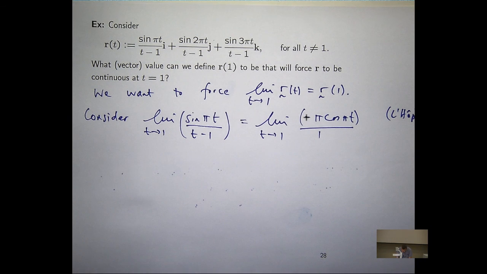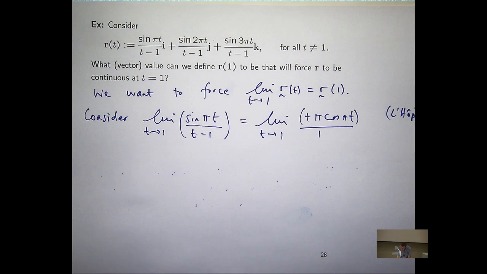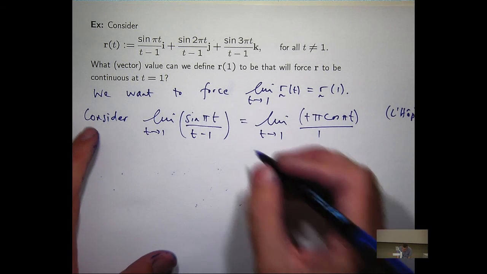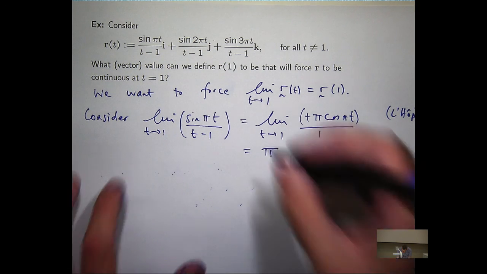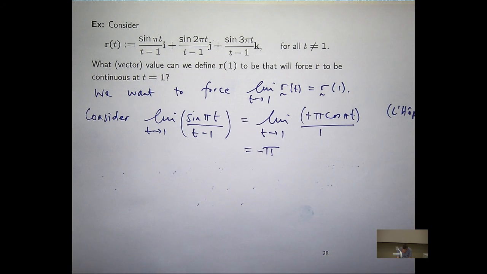So what's our limit going to be? Oh, sorry, positive. What's that limit there? The limit as t approaches 1 of pi cos pi t. Pi, right? Is it pi? Minus pi. I was putting in the minus sign a little too early.